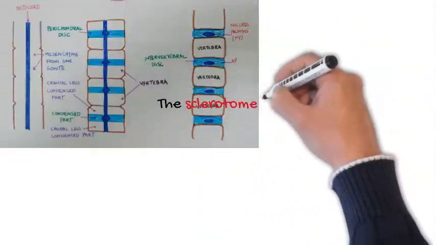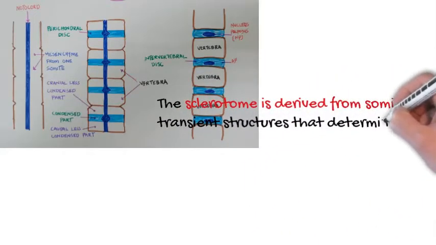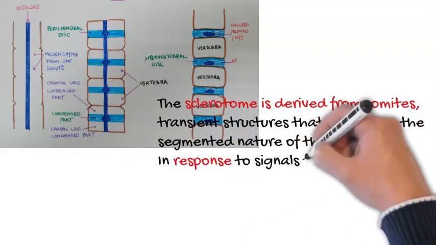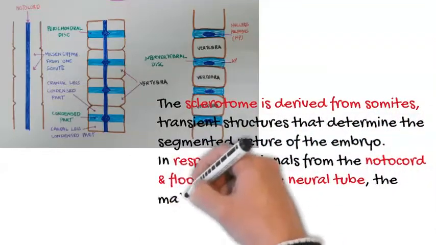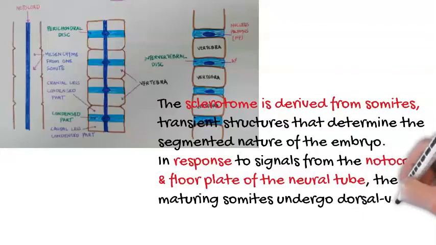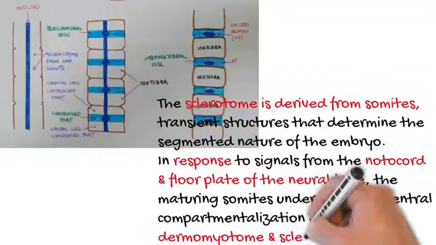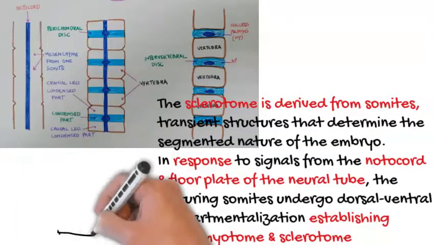The sclerotome is derived from somites, a transient structure that determines the segmented nature of the embryo. In response to signals from the notochord and floor plate of the neural tube, the maturing somites undergo dorsal-ventral compartmentalization, establishing a dermomyotome and sclerotome. Sclerotome forms most of the connective tissue of the future axial skeleton.